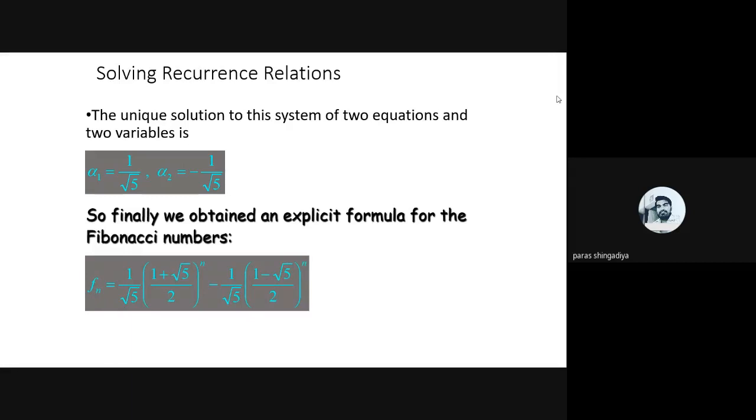So we get Fn is equal to 1 by root 5 (1 plus root 5 by 2) raised to n, and minus 1 by root 5 (1 minus root 5 by 2) raised to n. Okay, this is alpha 1 r1 raised to n plus alpha 2 r2 raised to n. Okay, this is the solution of the Fibonacci formula. Is it clear? Is there any confusion?